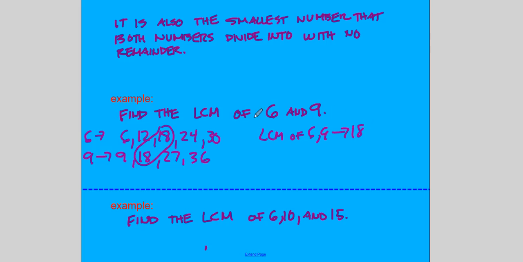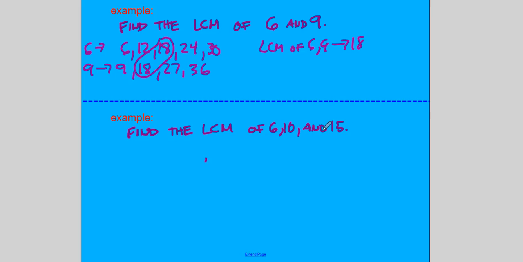It's also the smallest number that they both divide into evenly. 9 goes into 18 twice, 6 goes into 18 3 times. So let's do one now with 6, 10, and 15.